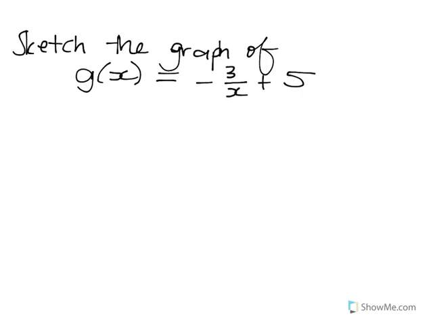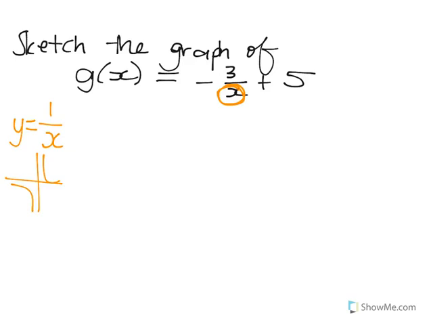Cool. So sketch the graph of g of x is equal to -3/x plus 5. By virtue of that x being down here, the moment your input is dividing, then you definitely know that the graph is a hyperbola. And so again, we work from the basic shape, y is equal to 1/x. We think about what's happening there. So we know that that looks like that.